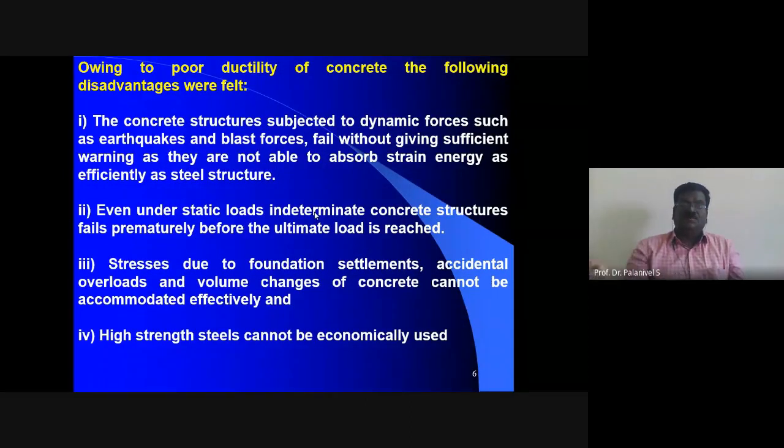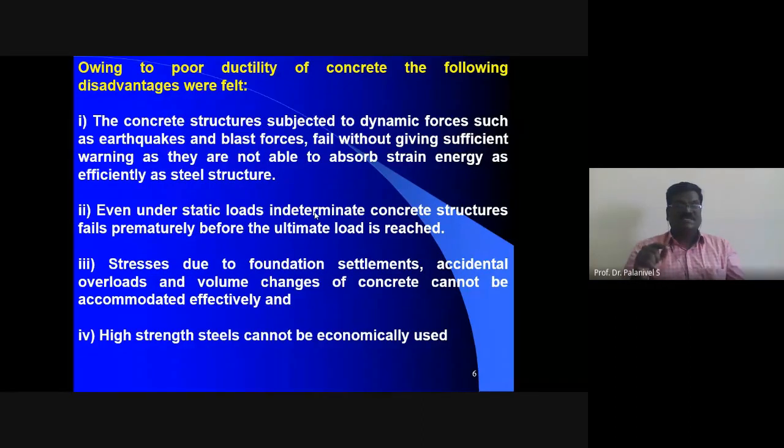Concrete structures subject to dynamic forces such as earthquakes and blast forces fail without giving sufficient warning, as they are not able to absorb strain energy as efficiently as steel structures. Even under seismic loads, indeterminate concrete structures fail prematurely before the ultimate load is reached. Even under static loads, indeterminate concrete structures fail prematurely before the ultimate load is reached.